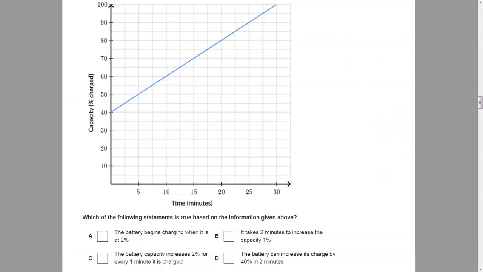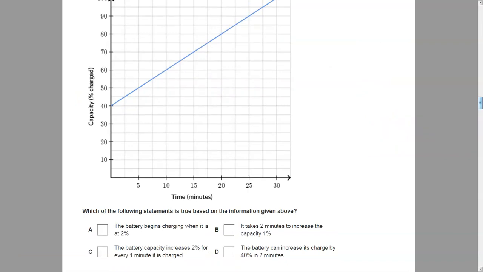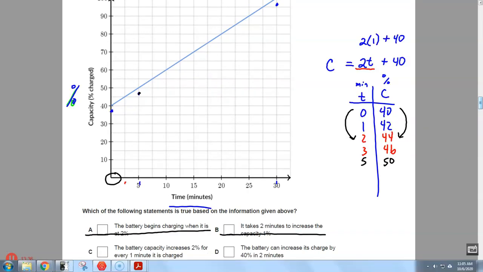Part C, the battery capacity increases 2% for each minute. I think that one is going to be a right answer. Let me just go up a little bit. I think that one's going to be good because every minute, when I go over here to my chart, every minute it goes up by 2%. So I like the answer C.